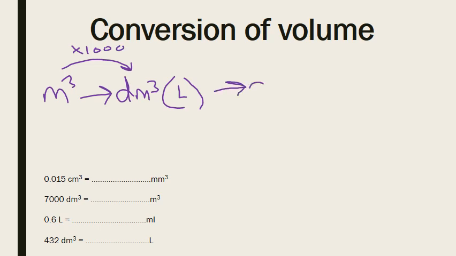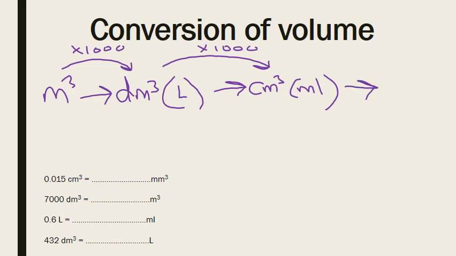From centimeter cubed, which is the same as saying milliliters. So from decimeter cubed to centimeter cubed, you also times by 1,000. And then from centimeter cubed to millimeter cubed, you times by 1,000.